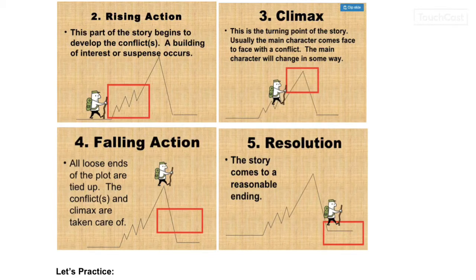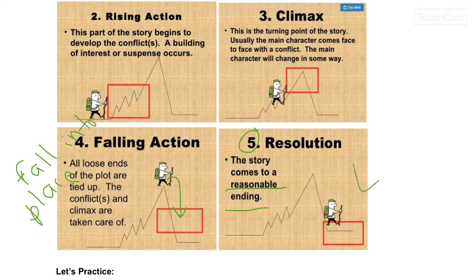The next part, once you reach the top, there's only one place you can go, down. So the falling action, all loose ends of a plot are tied up. The conflict and climax are taken care of. So everything starts to fall into place. And finally, the resolution is the end of a story. So the story comes to a reasonable ending. This is the end. Most stories have an ending. Usually they're for good reasons, but the authors usually don't leave you hanging. So those are the 5 parts to Plot Mountain.